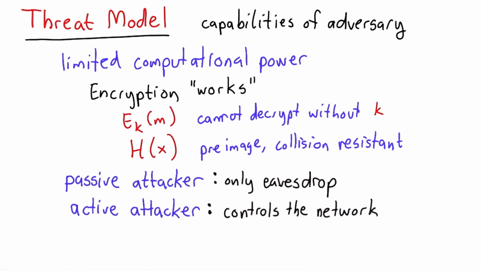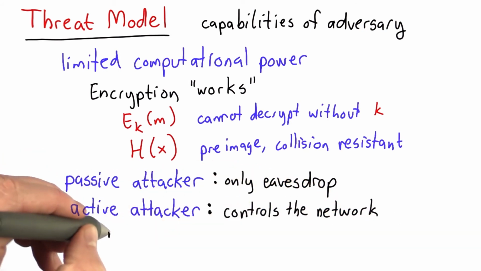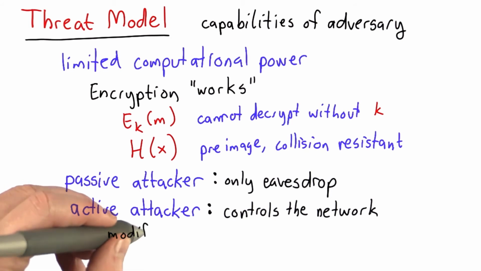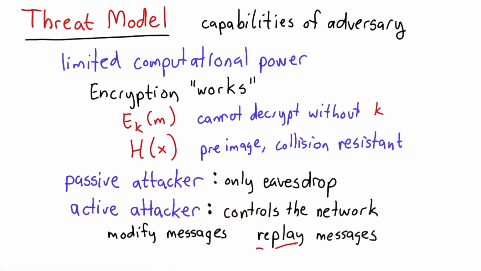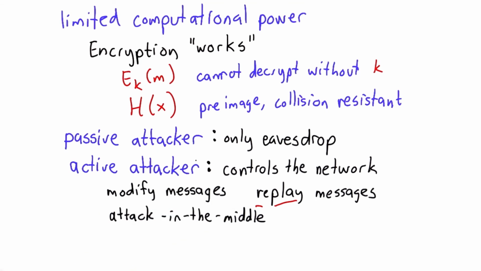An active attacker controls the network. They can modify data and messages. They can replay messages. That means they can record messages on the network, and then at some later time, replay a message that they heard previously. They can also do attacks like we saw against Diffie-Hellman, where they act as a middleman, intercepting traffic between two parties and replacing it with their own traffic.